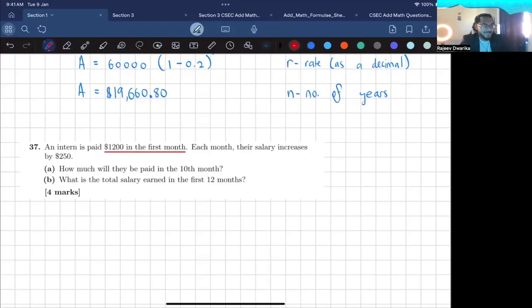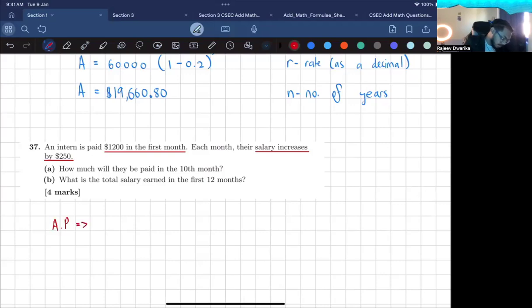An intern is paid 1200 in the first month. Each month their salary increases by $250. A, how much will they be paid in the 10th month? And B, what is the total salary earned in the first 12 months? Amy, is that AP or GP? AP.